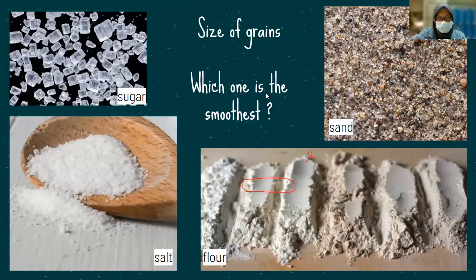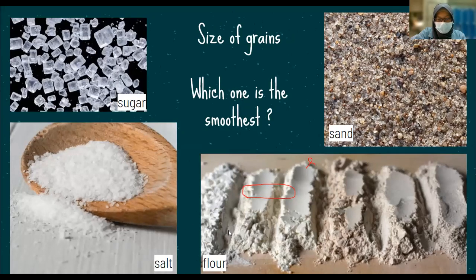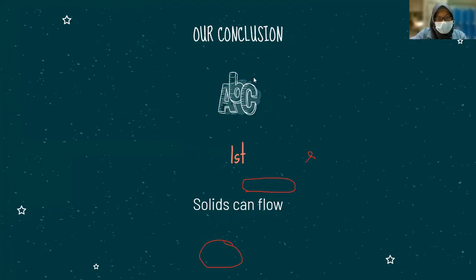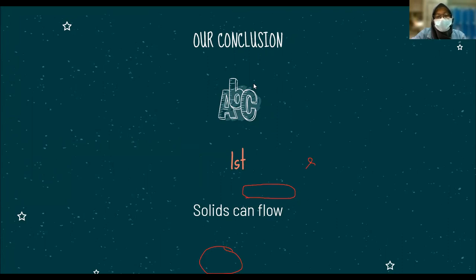So the grains. We used sugar, salt, flour, and sand. The question is which one is the smoothest? The smoothest one is the flour. Why? Because the grains of flour are very small. That's why the flour is the smoothest one. So the conclusion is when you try to pour the solids into different containers, they will take the shape of the container and they can pass through the small funnel, so it means that solids can flow.